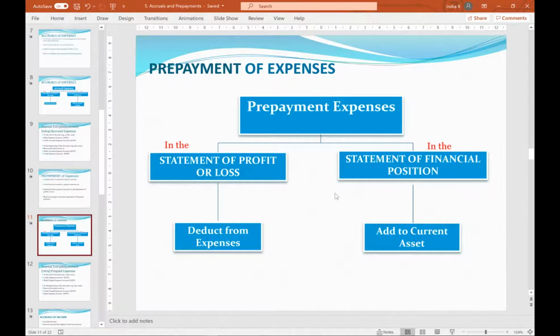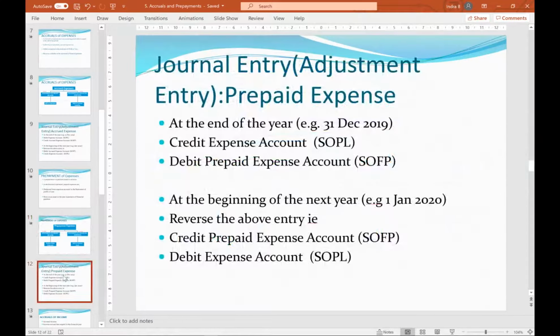And in table form, it looks like that. Prepayment: expense in the statement of profit or loss, deduct from expense. And in the statement of financial position, add to current assets. And the journal entry for this will look like this. At the end of the year, we'll credit the expense account, because generally expense is a debit. So we credit £1,000 and debit the prepaid expense account £1,000.